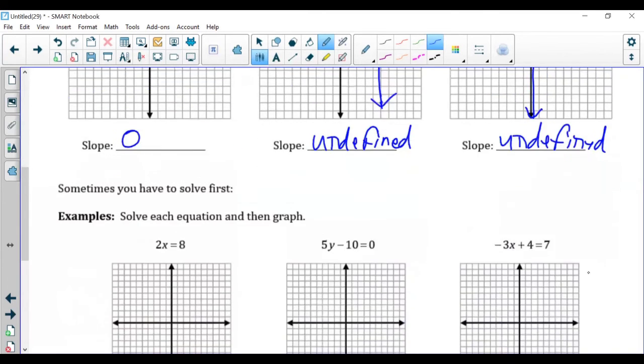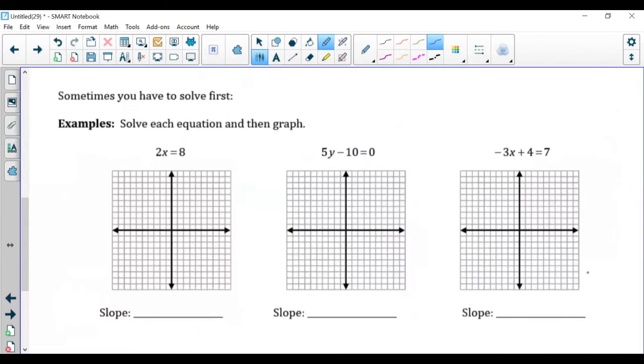All right, now sometimes we do have to solve first, all right? Because we can't graph anything unless we've solved it. Because 2x equals 8, what? Well, it only has an x, so I know it's going to be a vertical. But my format for this is x equals something, right? So I want to get rid of this 2. So divide both sides by 2. So that gets me x equals 4. So then we can graph it 1, 2, 3, 4, straight up and down. So my slope of this one is undefined.